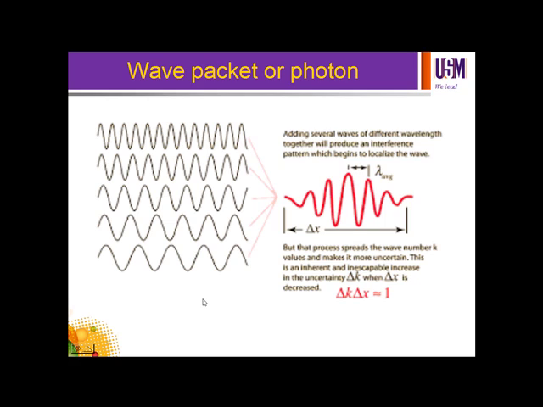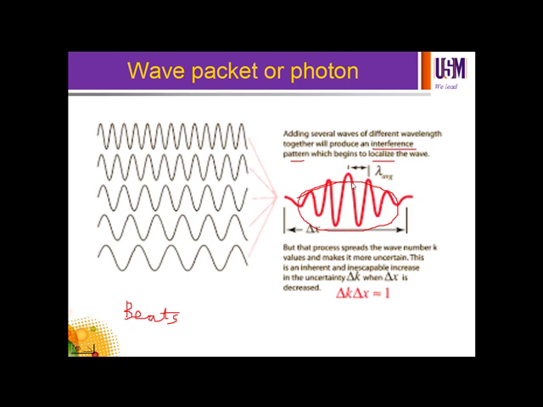Okay, this diagram I took from a book. So, we have continuous wave. Okay, on the left here, continuous wave with different wavelengths. If we add several of these waves at different wavelengths together, it will produce an interference pattern, which begins to localize the wave. That means, if you remember in wave optics, when we add waves with different frequencies, we have what we call beats. Remember? Beats. If we have interference of two waves with different wavelengths, and if you add some more waves with different wavelengths, finally you just get this type of packet of wave.